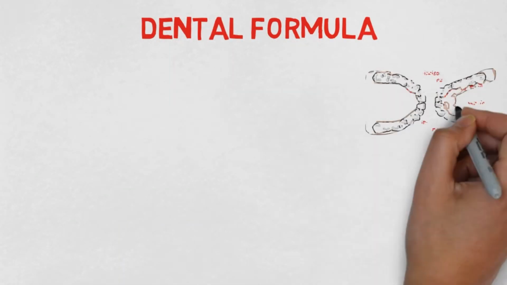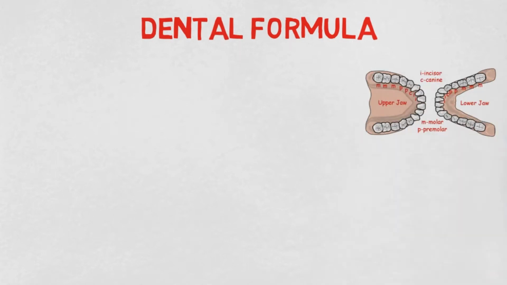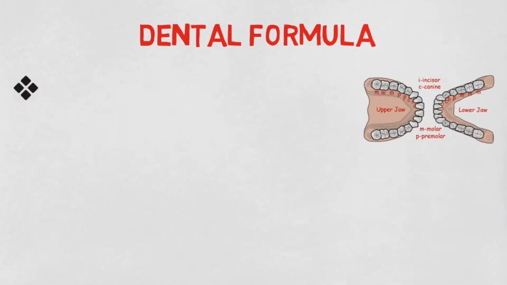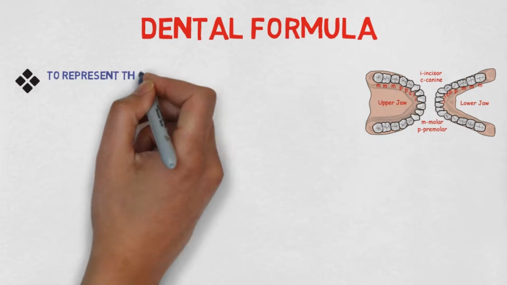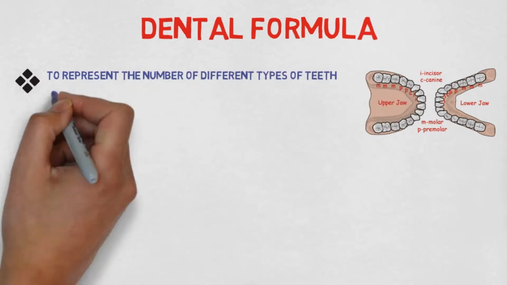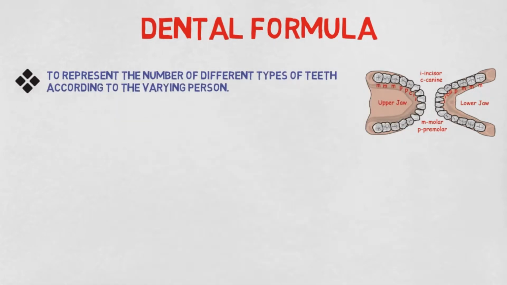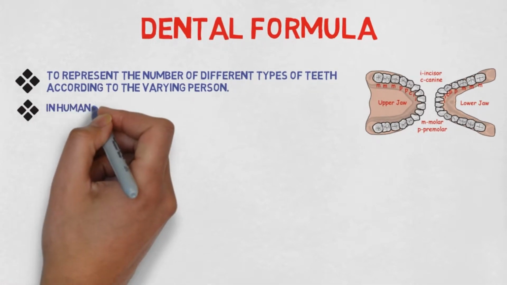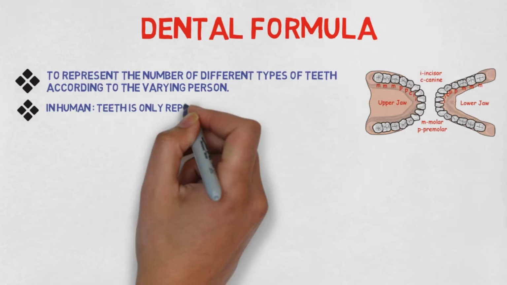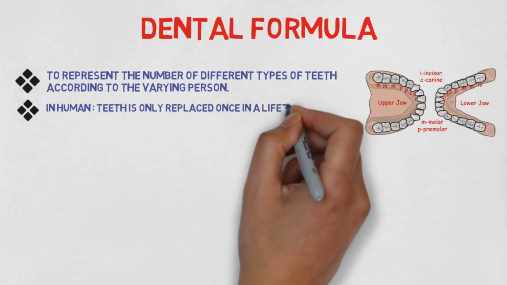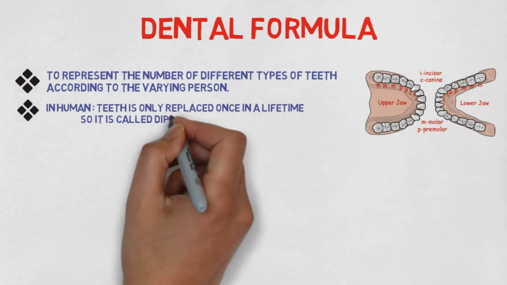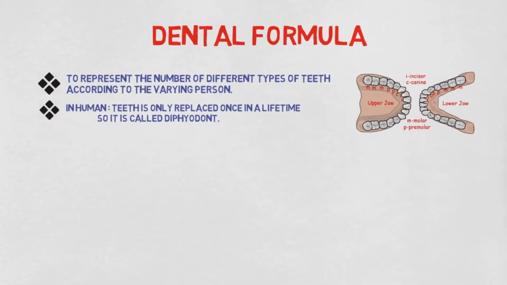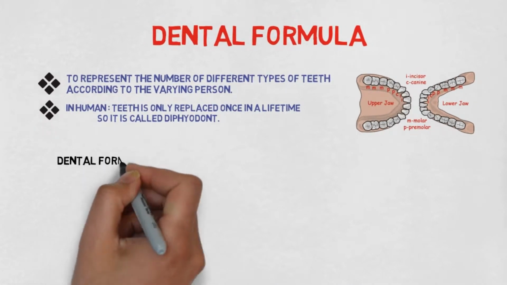So let's start today's topic with the dental formula. We can see in the diagram the upper jaw and lower jaw, which consist of four types of teeth: incisor, canine, premolar and molar. The dental formula is mainly important to represent the number of different types of teeth, which varies from person to person. In humans, teeth are replaced only once in a lifetime, so it is known as diphyodont.